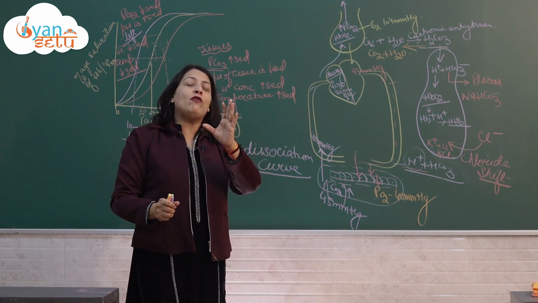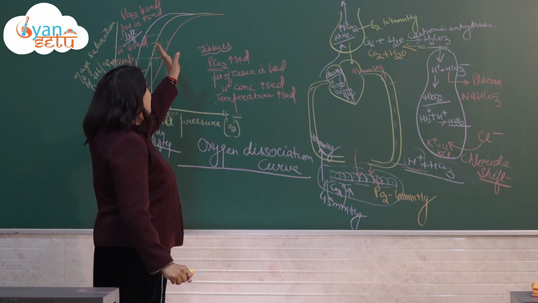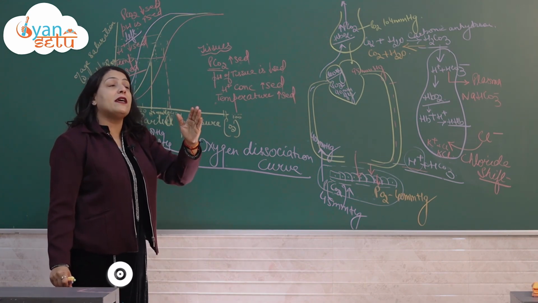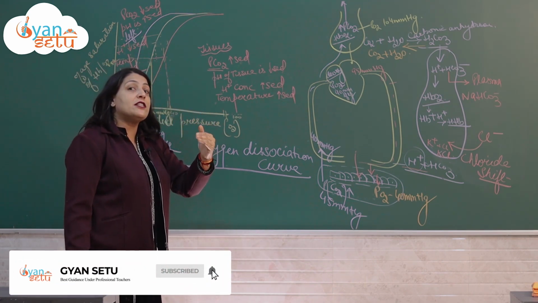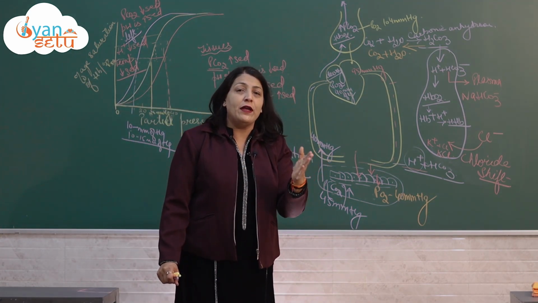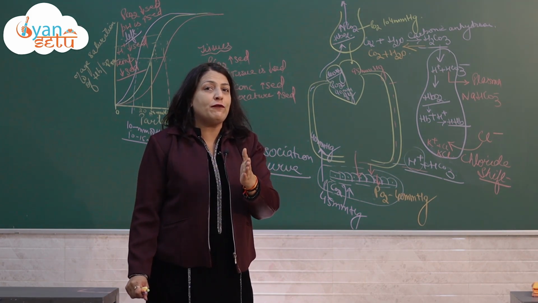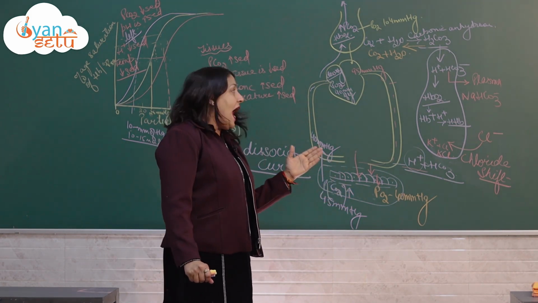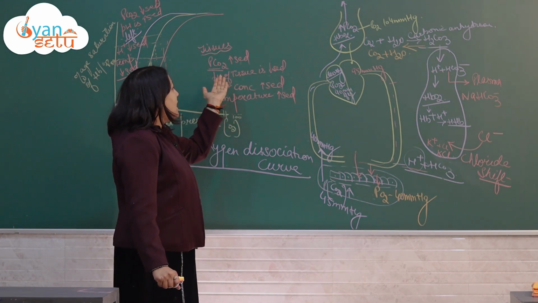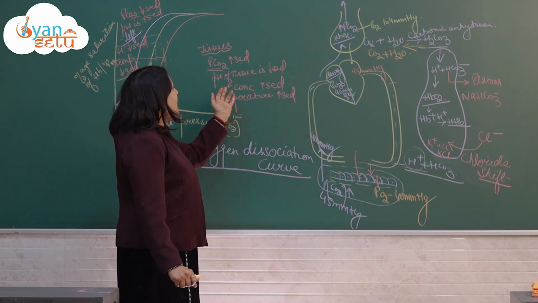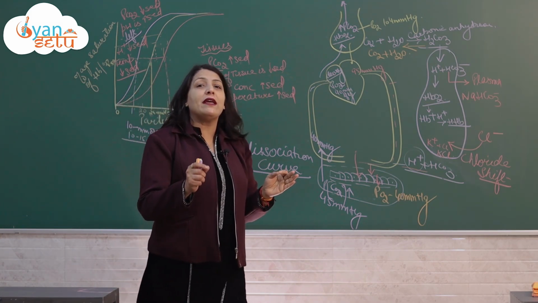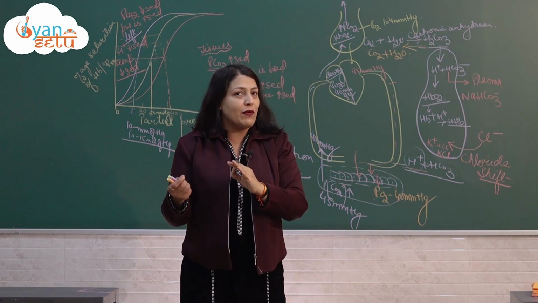So in the NEET, when you will be getting this question, that what will happen if carbon dioxide is decreased, if pH is increased, if H ion concentration is decreased, if temperature is decreased, what will happen? You will say our curve will shift towards the left side. And if the question comes, what happens if the partial pressure of carbon dioxide is increased, pH of the tissue is decreased, H ion concentration is increased, and temperature is increased? You will say the curve will shift towards the right side.